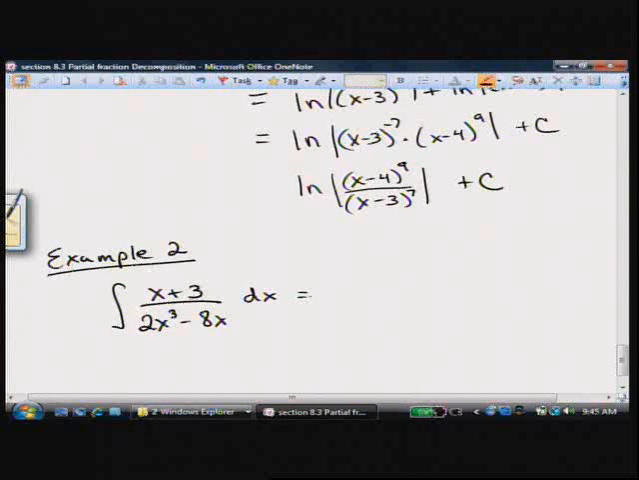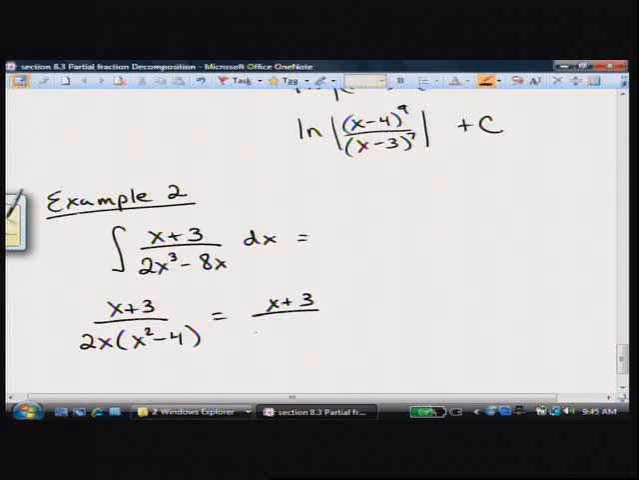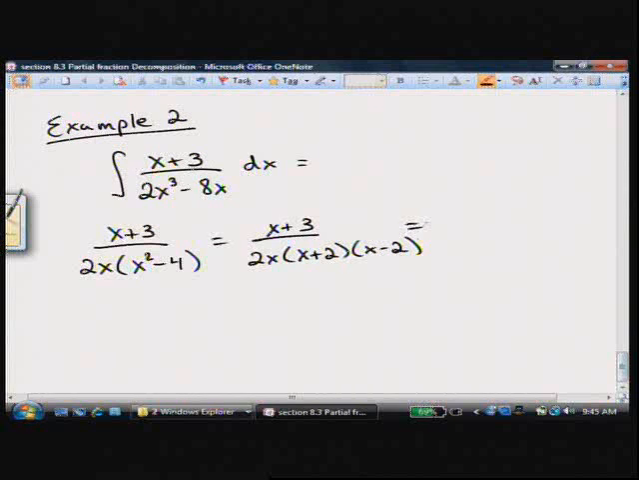All right, so what you might want to do then is think of this as x plus 3 over, let's see, I can factor 2x out of that, and I get x squared minus 4, right? So in this case, I have both a linear factor and a quadratic factor, except I can factor that some more. I can write this as 2x times x plus 2 times x minus 2. Okay, so what I need to think of this as is A over 2x plus B over x plus 2 plus C over x minus 2.